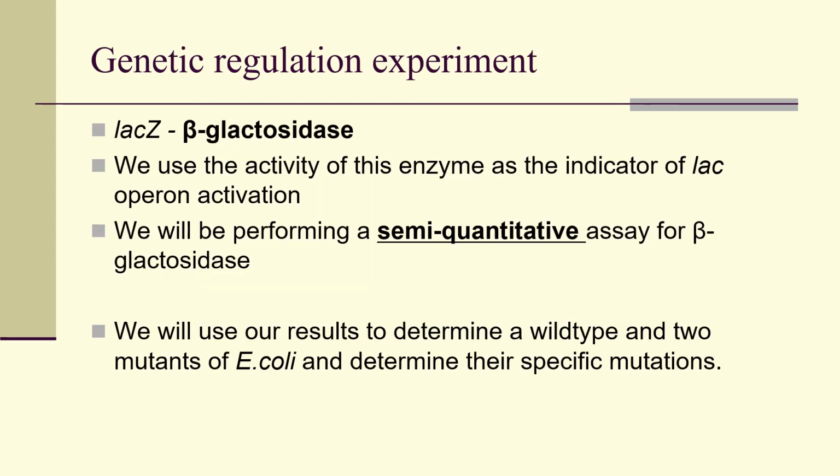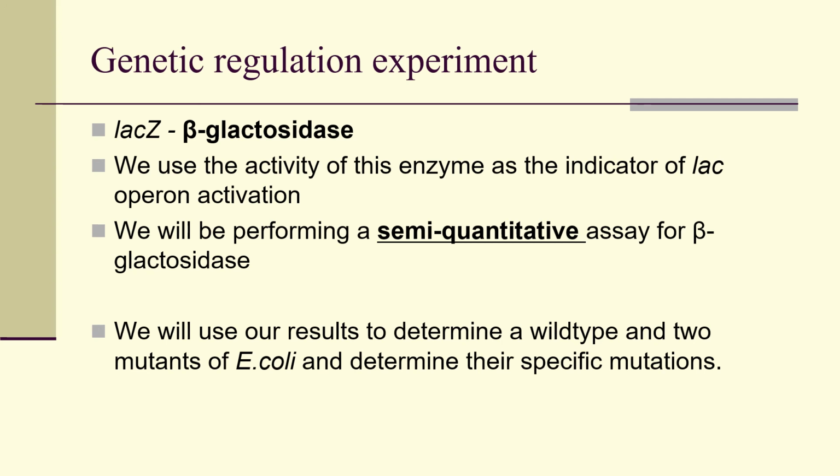Now let's turn to the genetic regulation experiment. In this experiment, we will use beta-galactosidase enzyme activity as an indicator of the lac operon activation. Enzyme activity can be measured by the formation of a product or disappearance of a substrate. In this experiment, we will use the former. We will provide a substrate which will be broken down by the beta-galactosidase enzyme into colored products. We will perform a semi-quantitative assay using the intensity of the color to determine beta-galactosidase activity.